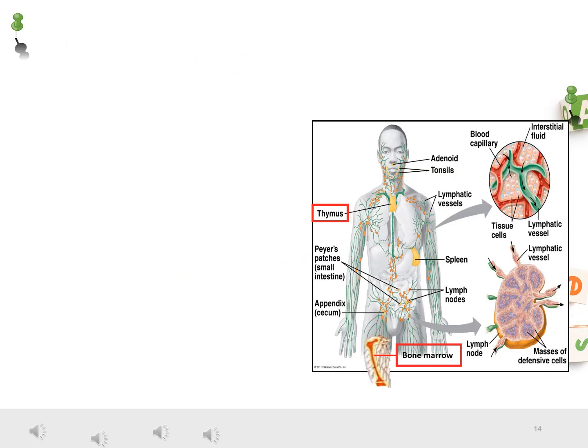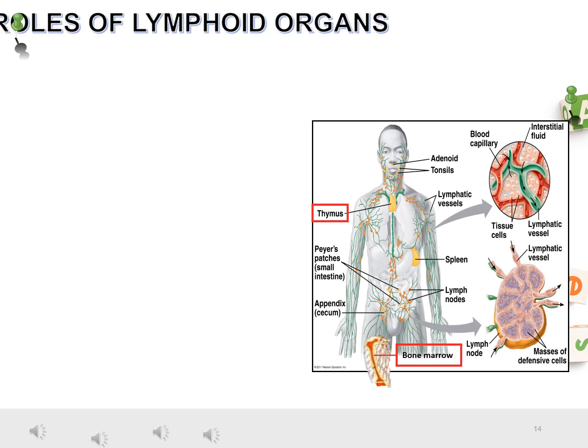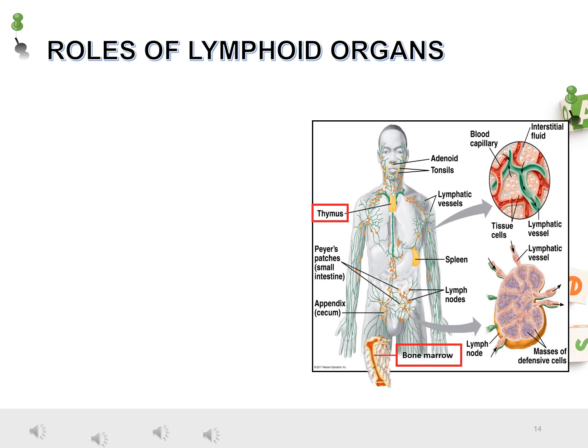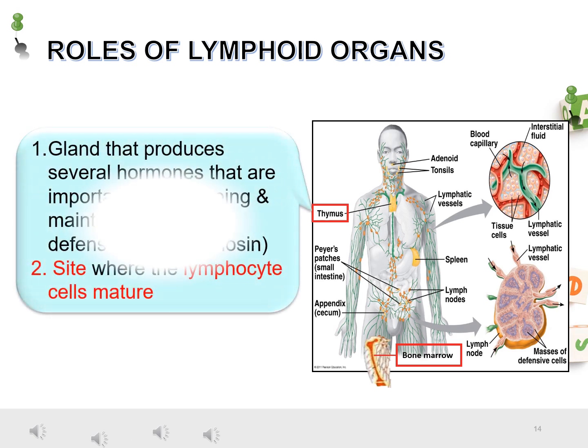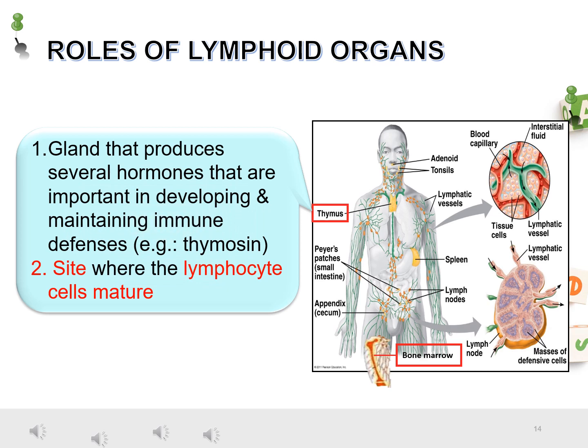Okay, we continue on the LO number 3, roles of lymphoid organs. The lymphatic system includes the lymphatic vessel and lymphatic organs such as bone marrow, lymph nodes, tonsil, spleen, and thymus gland. Okay, we look at the first organ involved in the lymphatic system, which is the thymus gland. Thymus is the gland that produces several hormones that are important in developing and maintaining immune defense, for example, thymocyte. Thymus also is the site where the lymphocyte cell matures.